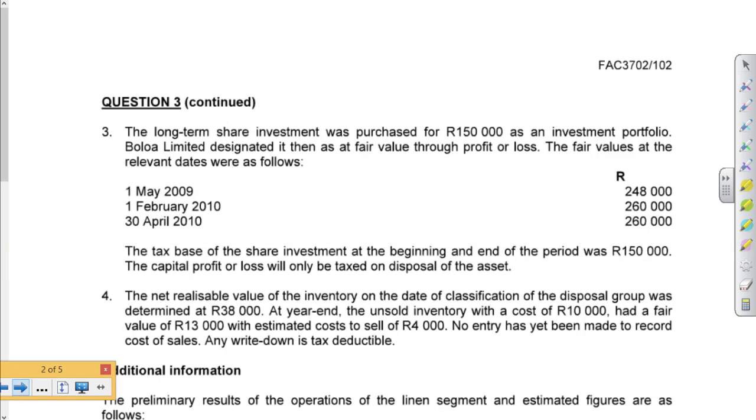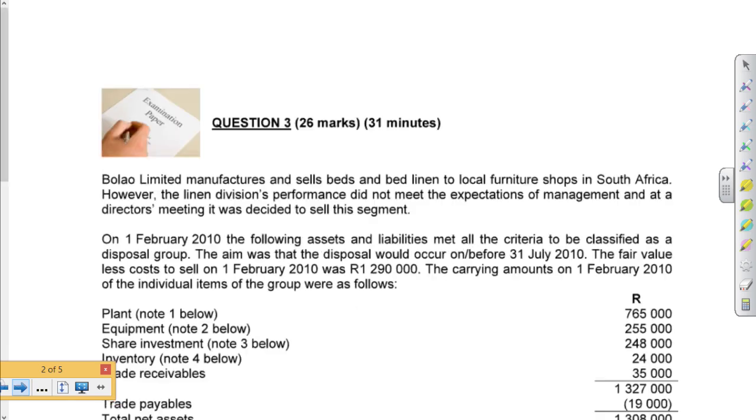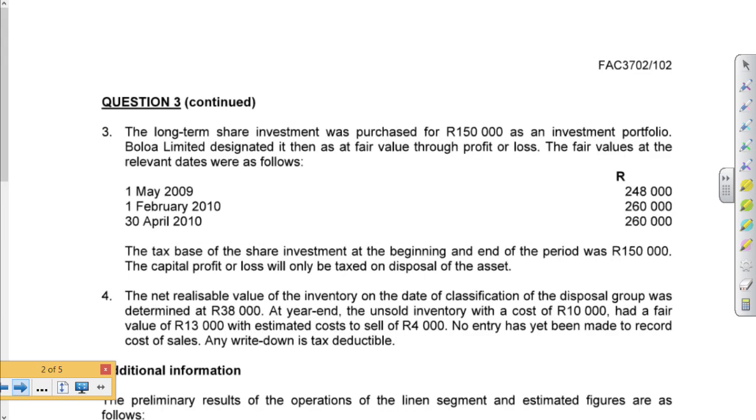The long-term share investment was purchased for 150 as an investment portfolio. Let's see what it's in here at. It's in here at 248. The fair values are the following. At 1 May, it was 248. I think that was beginning of year, perhaps. At 1 Feb, it's 260. I have to adjust it, do you agree, to 260? Because I have to adjust it to fair value at that date. Because that's how I measure investments, at fair value. On the 30th of April, it was also 260.